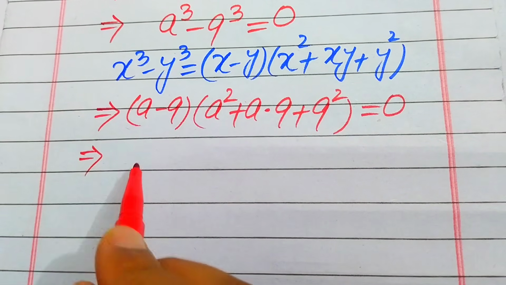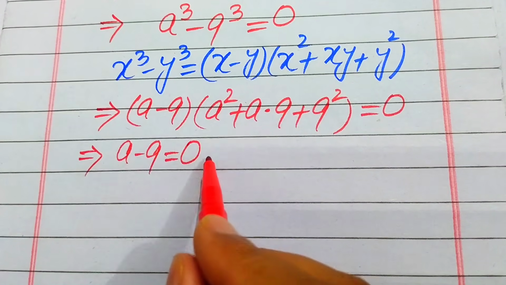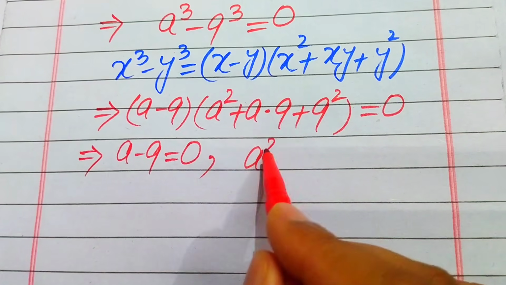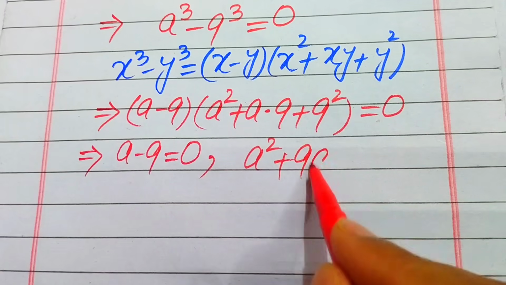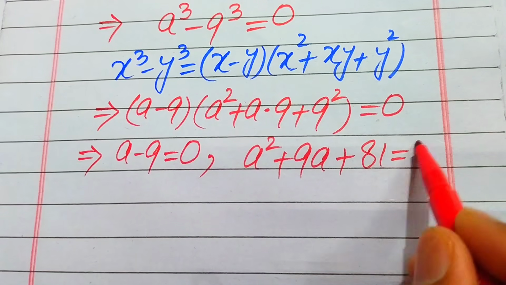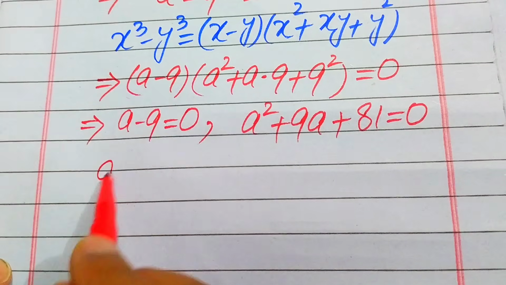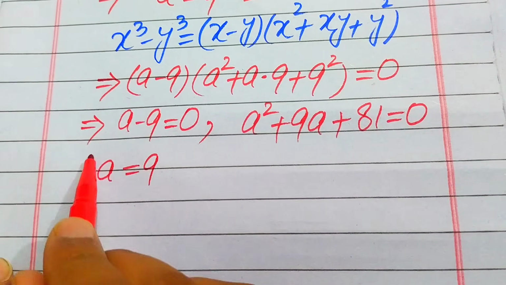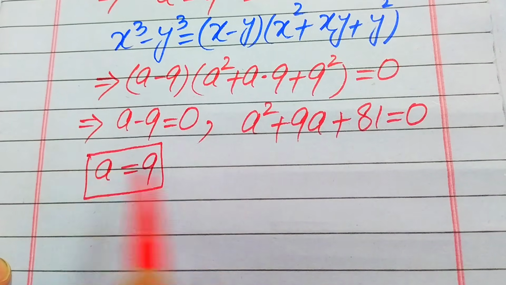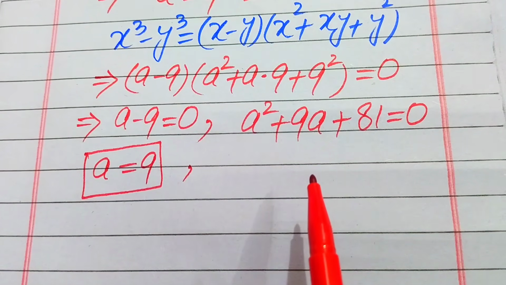And now we divide this equation into two cases. The first case is a minus 9 equals 0, and the second case is a squared plus 9a plus 9 squared, which becomes 81, and this whole equation equals 0. Further in the next step we need more simplification, and we have a equals 9. This is the first root of the given equation, and from here this is the quadratic equation.